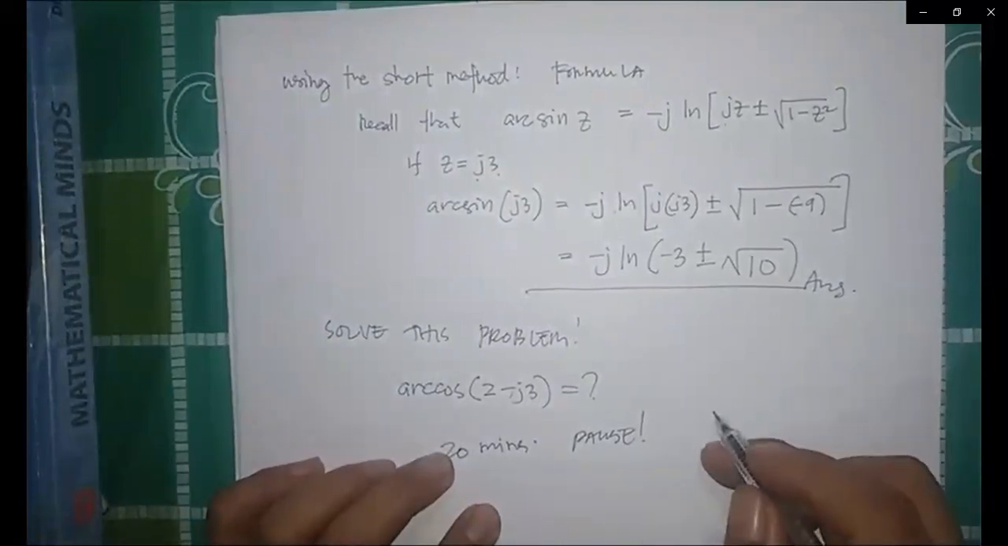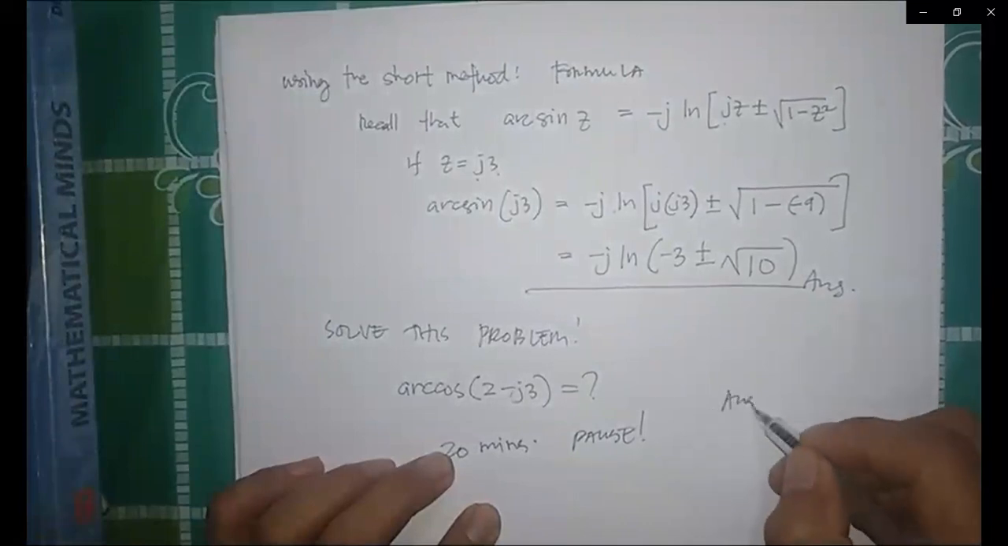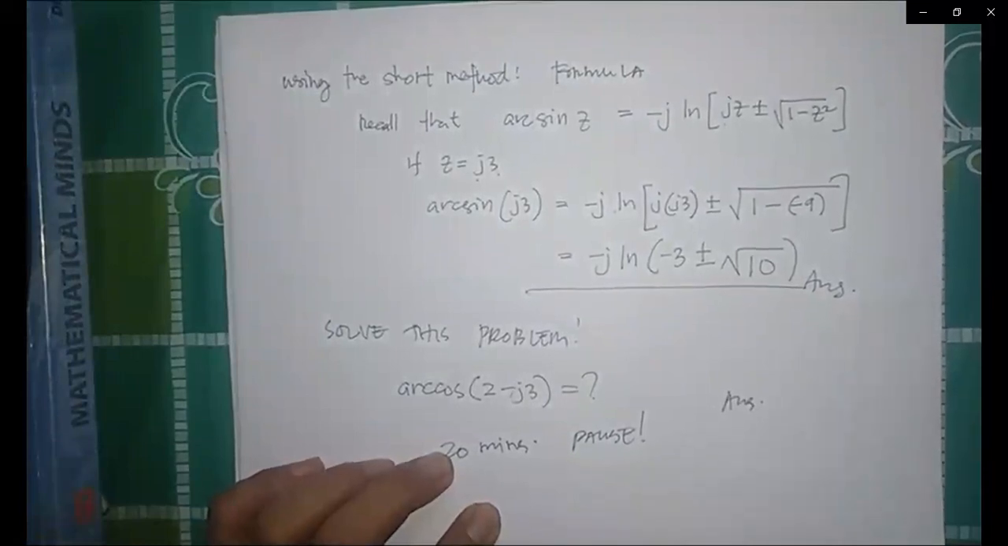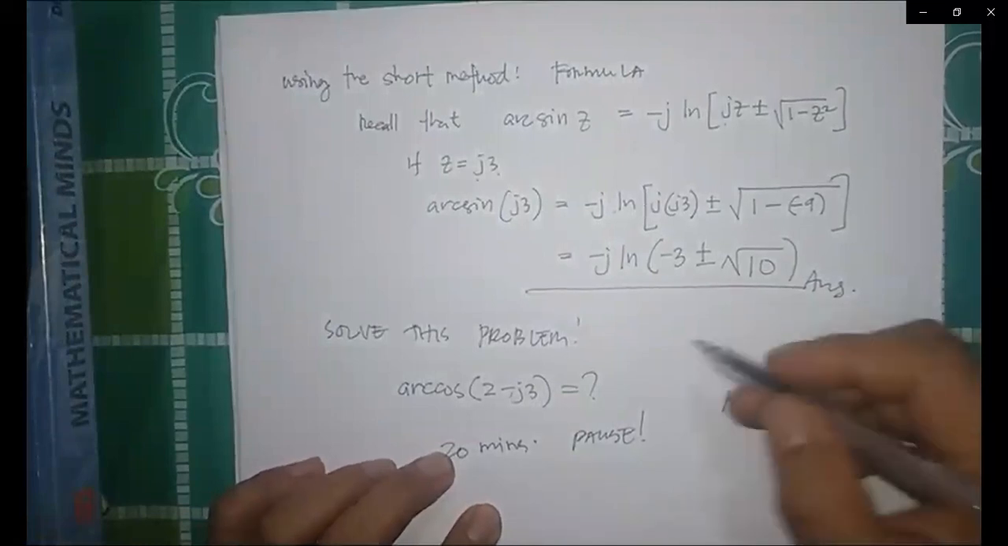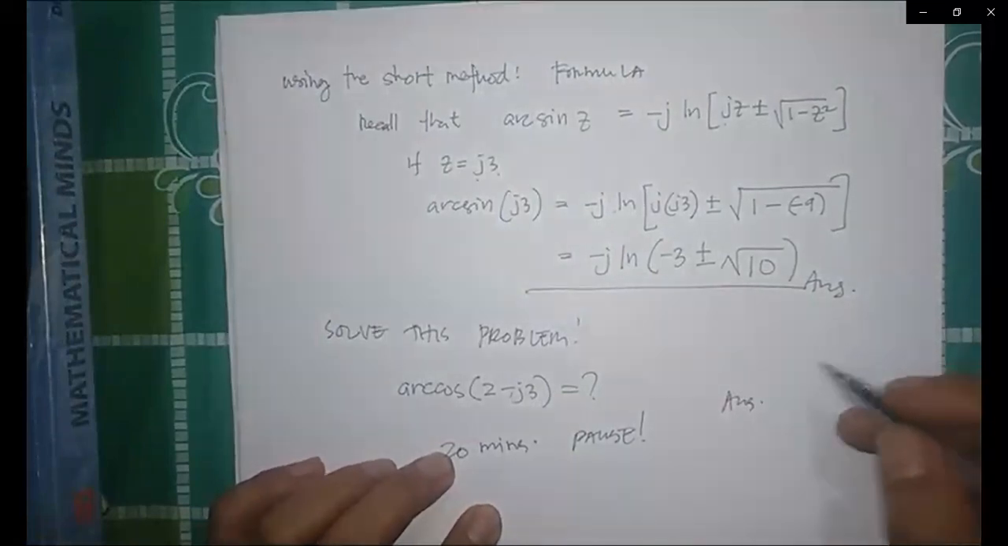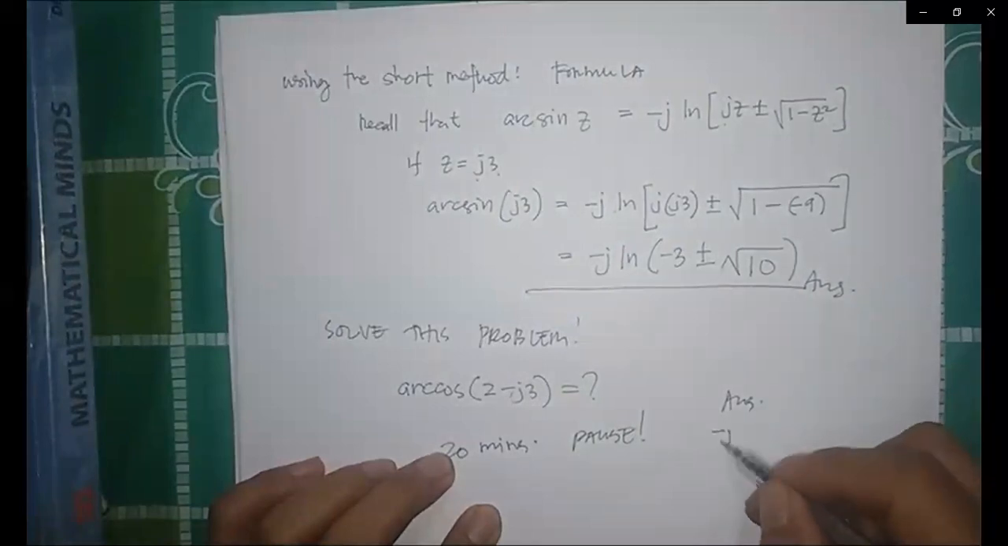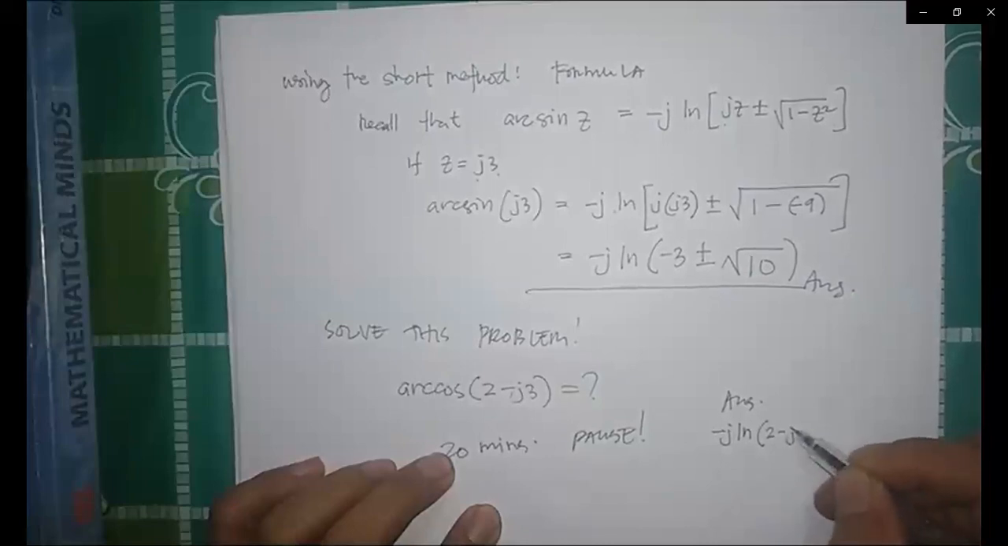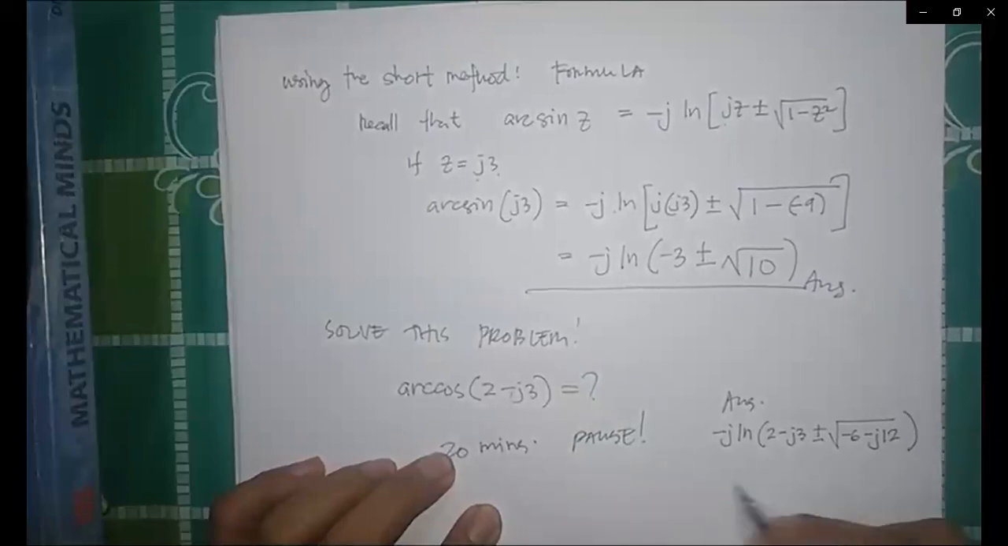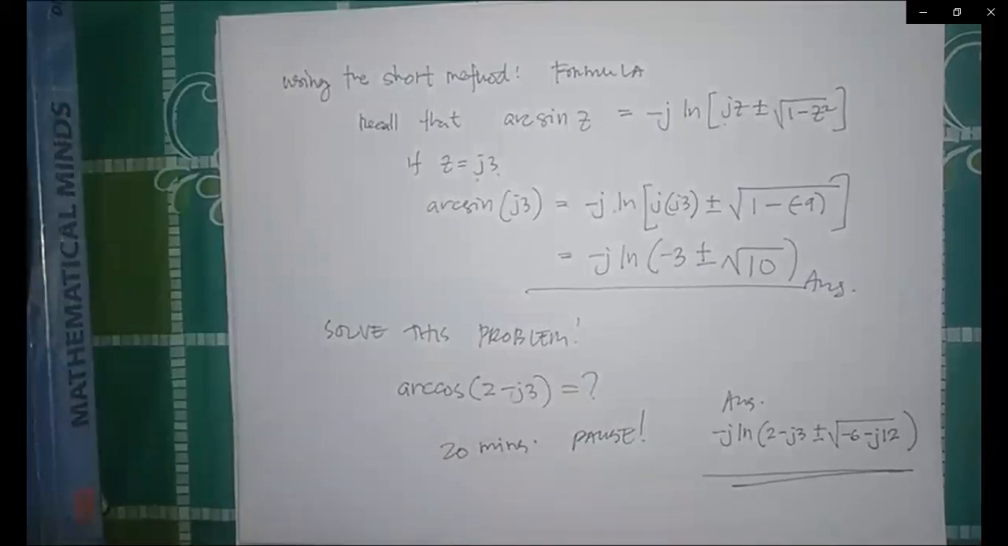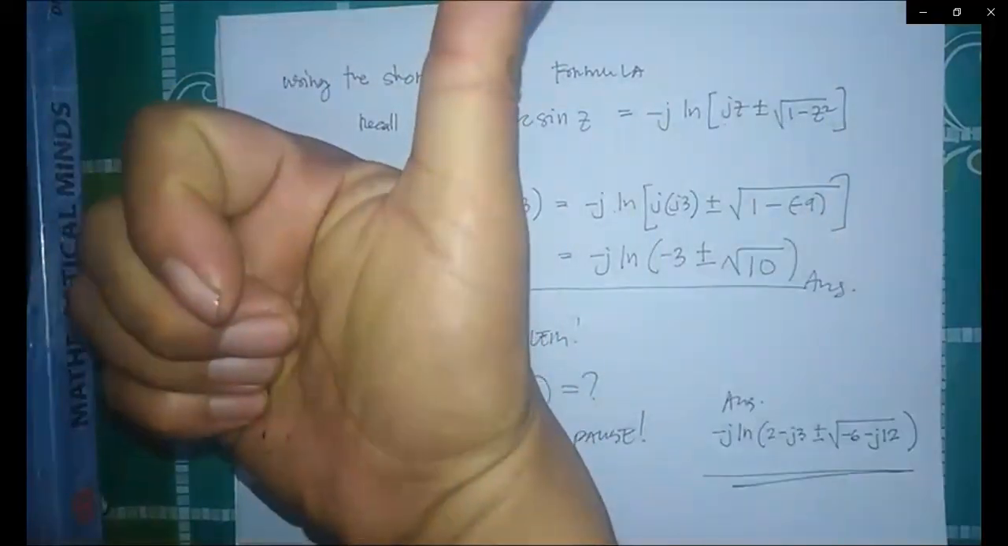Okay, are you done? Time is up. 20 minutes is over. I will reveal the answer here. So the answer to this problem is minus j ln of 2 minus j3 plus and minus square root of minus 6 minus j12. Did you get it right?